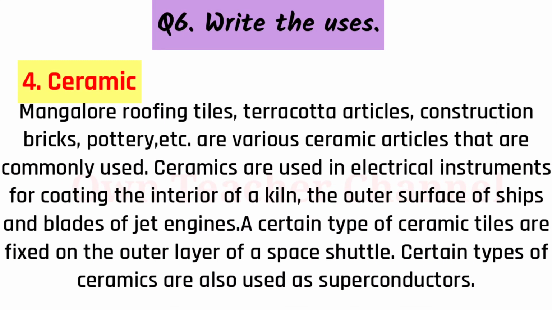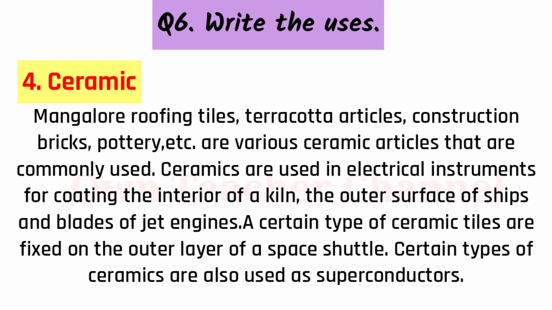4. Ceramic. Mangalore roofing tiles, terracotta articles, construction bricks, pottery, etc. are various ceramic articles that are commonly used. Ceramics are used in electrical instruments for coating the interior of a crane, the outer surface of ships, and blades of jet engines. A certain type of ceramic tiles are fixed on the outer layer of a space shuttle. Certain types of ceramics are also used as superconductors.